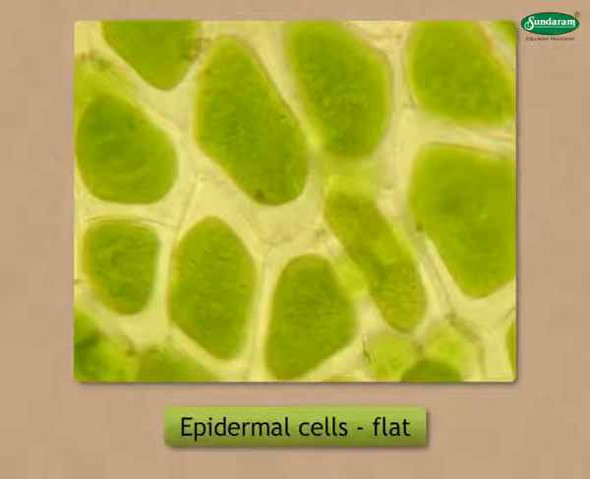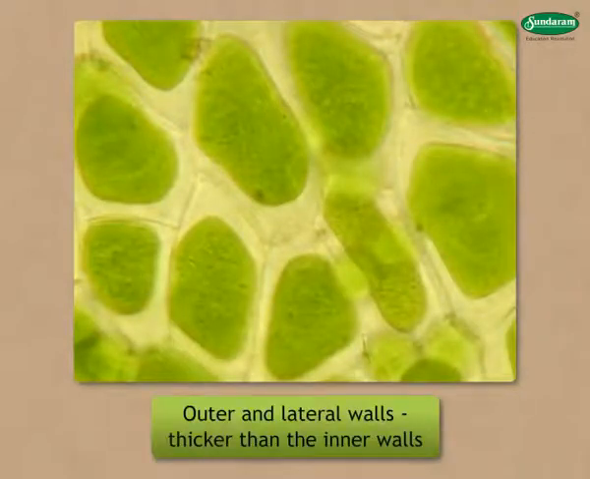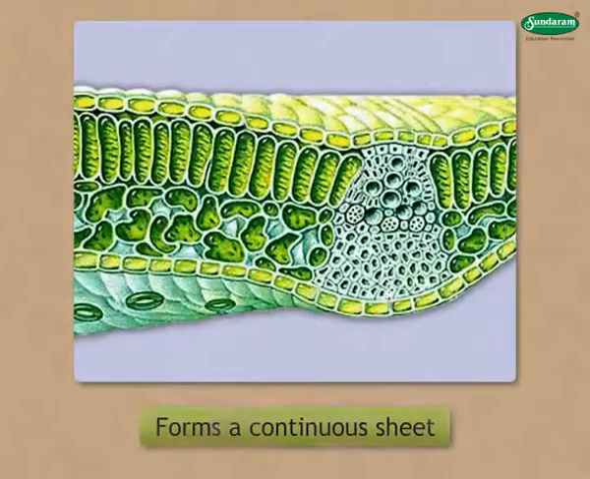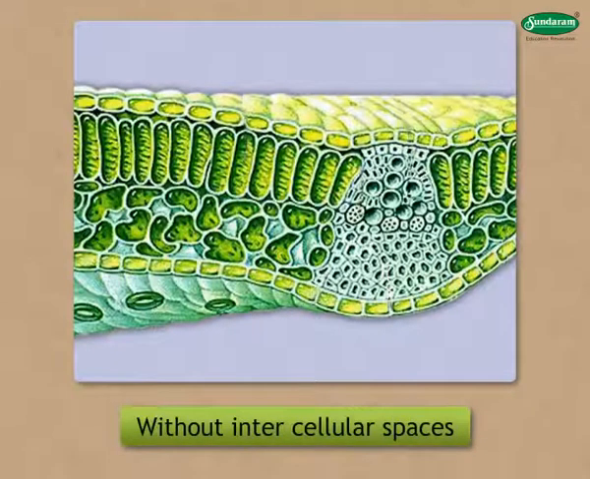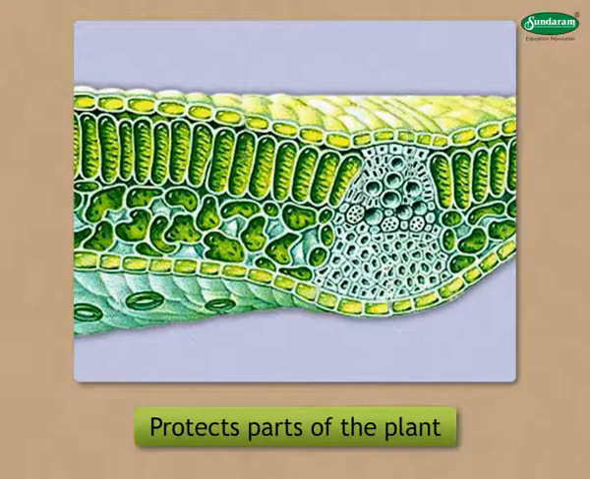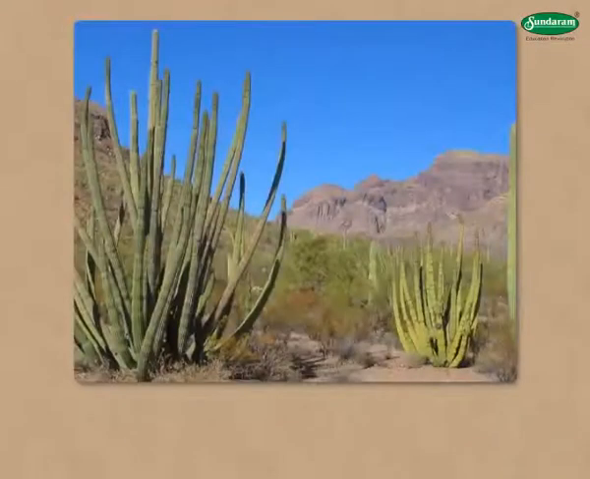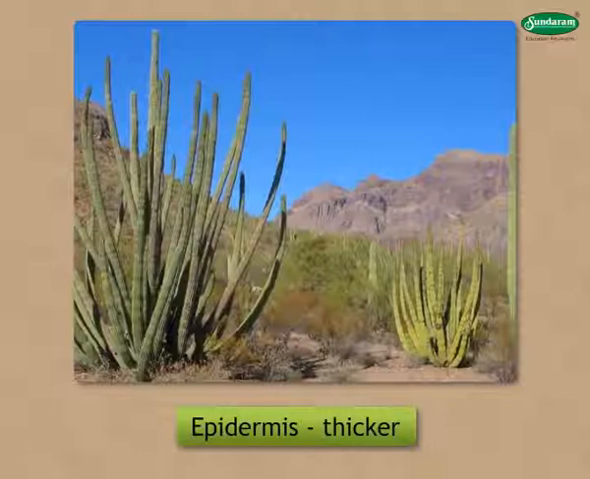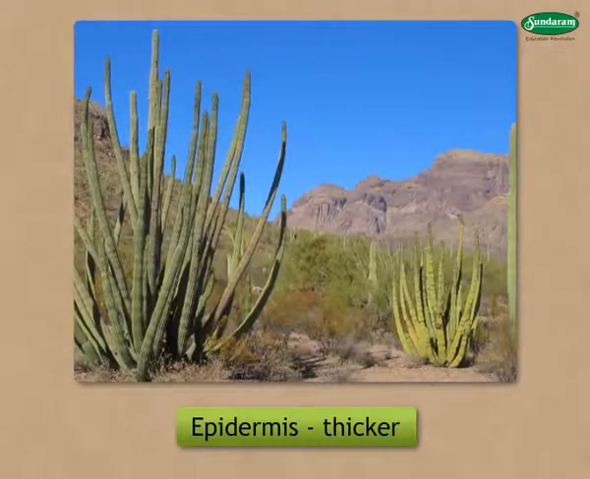Most of the epidermal cells are relatively flat. The outer and lateral walls of the cell are often thicker than the inner walls. The cell forms a continuous sheet without intercellular spaces. It protects all parts of the plant. In some plants growing in very dry habitats, as in cactus, the epidermis may be thicker since protection against water loss is critical.